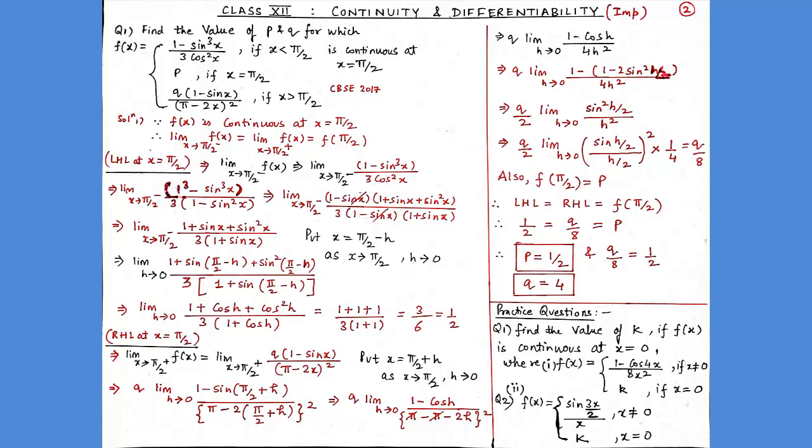Students, this is a very important question which came in the CBSE 2017 examination. So, according to our question, since f(x) is continuous at x equals pi by 2, from here, left hand limit is equal to right hand limit is equal to the value of our function at pi by 2. So we can write this as limit x tends to pi by 2 minus f(x) is equal to limit x tends to pi by 2 plus f(x), and this is equal to f of pi by 2. Now, first, we will take the left hand limit at x equals pi by 2.